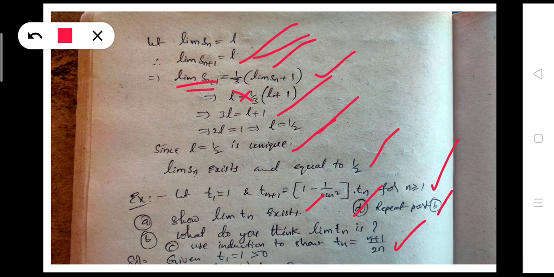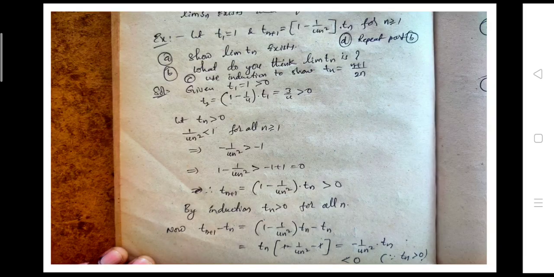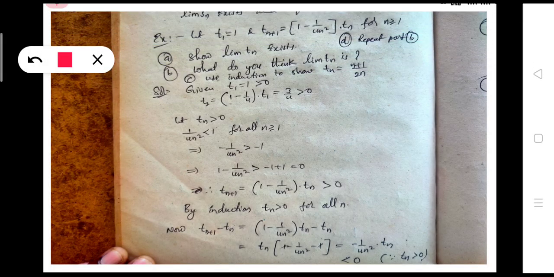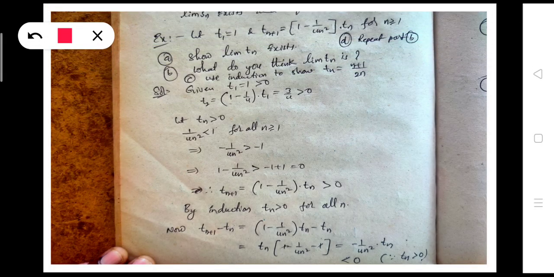Now continue to the next slide. This problem is again given. What are the given values here? T1 is equal to 1, which is greater than 0. T2 is given by 1 minus 1/4 times T1, which is equal to 3/4.